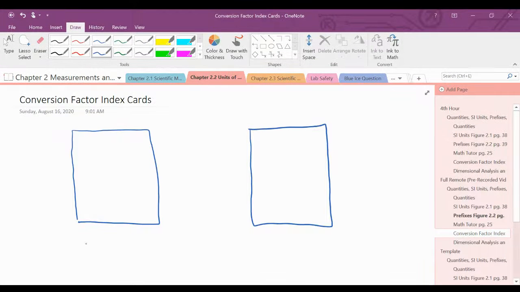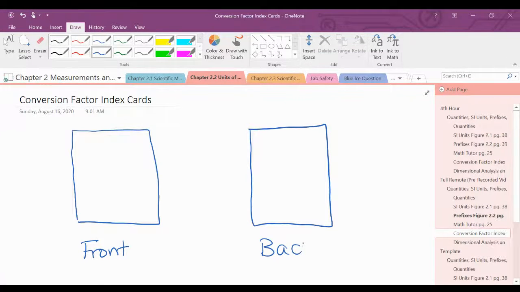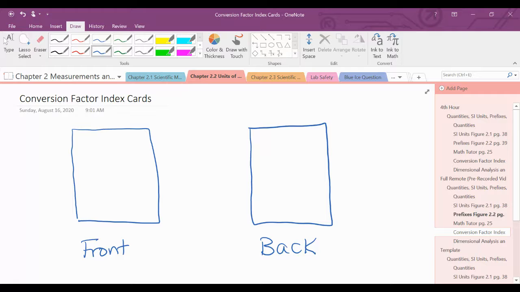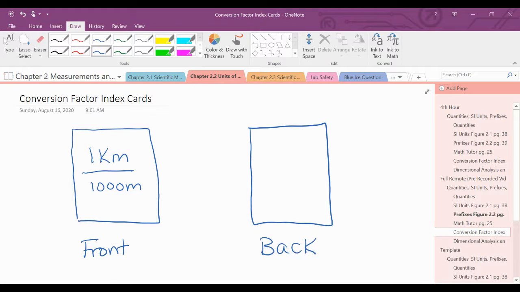And this is the front. And this is the back. On the front, I'm going to do my conversion from kilometers to meters. You're going to do all of the conversions. So I'm just going to write 1 kilometer is 1,000 meters. And then on the back of that card, so I don't waste index cards or paper, I would write 1,000 meters is 1 kilometer.